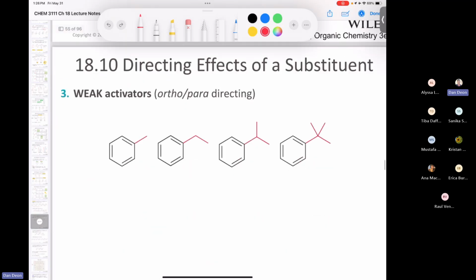What's a weak activator? That would be an alkyl group, whether it's methyl, ethyl, isopropyl, tert-butyl, sec-butyl, whatever, okay? Any alkyl group.